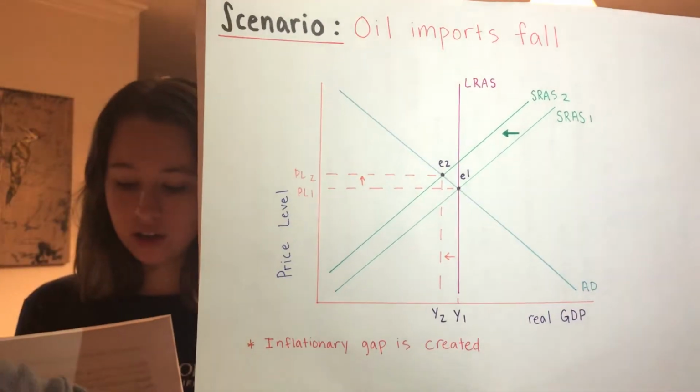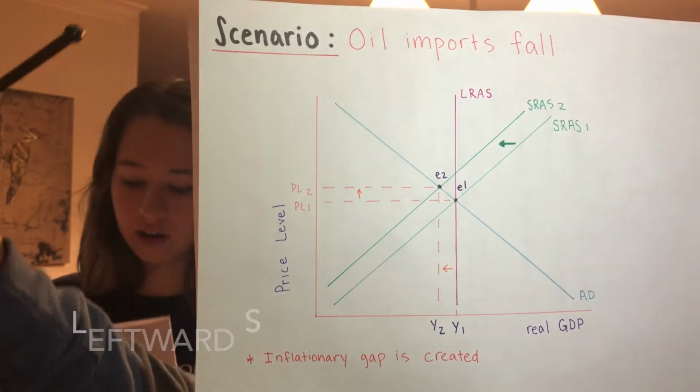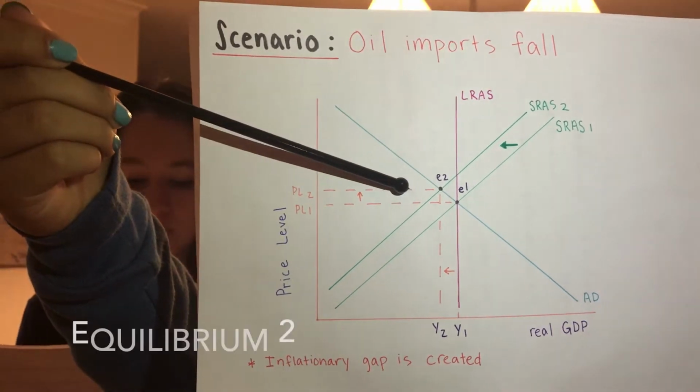This oil situation caused a shift in only the short-run aggregate supply curve. Supply has decreased, so it moves to the left, creating equilibrium 2. Given this, price level rises and an inflationary gap is created.